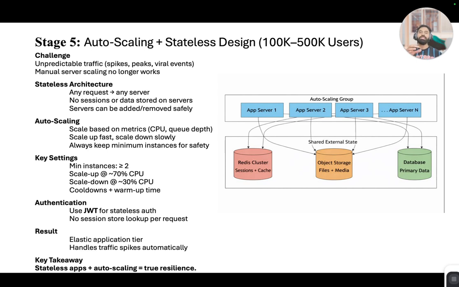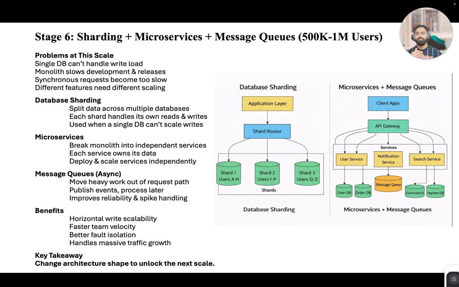But now a new limit appears, right? Database write limits, and maybe the monolith becomes harder to change. Some tasks are too slow to run synchronously. So this is where stage 6 comes into the picture. Let's move to stage 6, where we will discuss asynchronous processing, the queue and service decomposition, and where it will really get interesting.